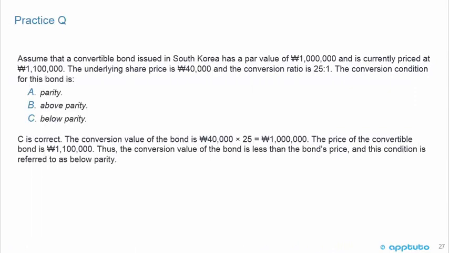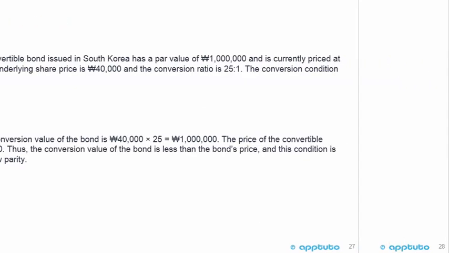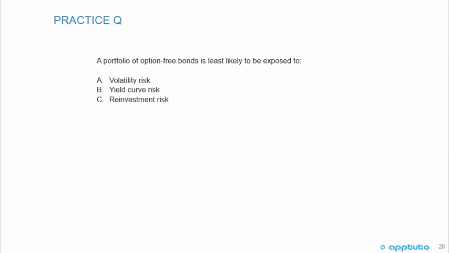Okay, you can see that this question is not too difficult, and that's why the more you practice, the easier these become. C is correct. The conversion value of the bond is the 40,000 times the 25. So you see that it's the underlying share price times the conversion ratio. And that's going to give you 1,000,000. You compare that to the price of the convertible bond, which is 1,100,000. Thus, the conversion value of the bond is less than the bond's price, and this condition is referred to as below parity.